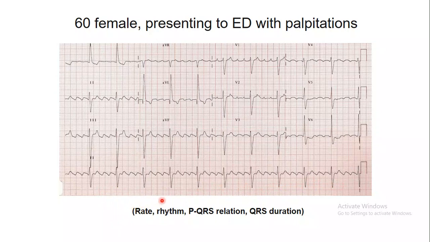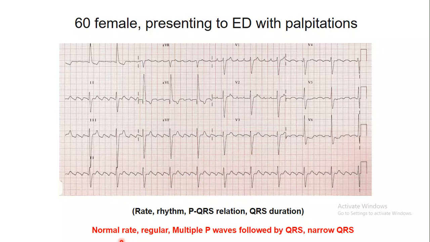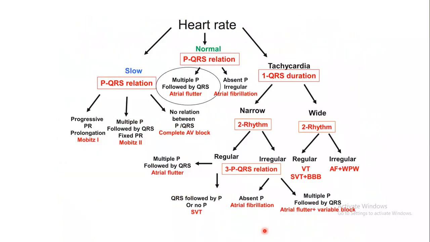The P-QRS relationship: we have multiple saw-shaped P waves followed by a single QRS complex. QRS duration is slightly wide. So according to the algorithm, we have a normal rate, regular, with multiple P waves followed by QRS complex, that is called atrial flutter.